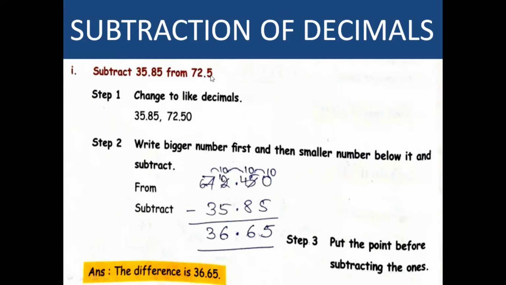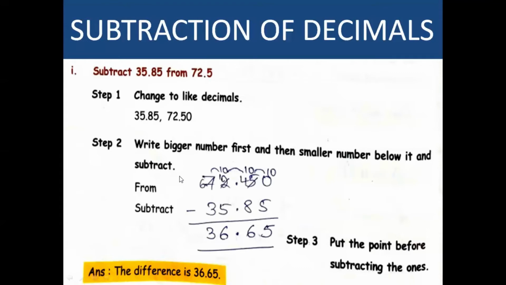72.5 is there. So we have to add 0. Now we change it to like decimals. That is 35.85, 72.50. Write bigger number first and then smaller number below it and subtract.